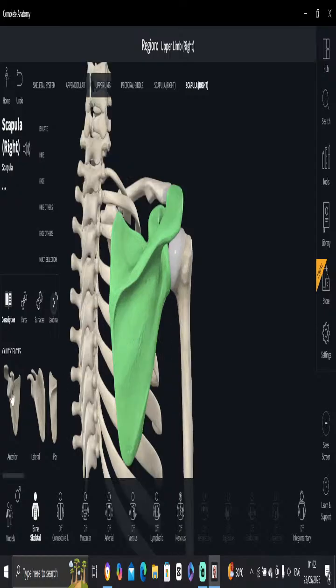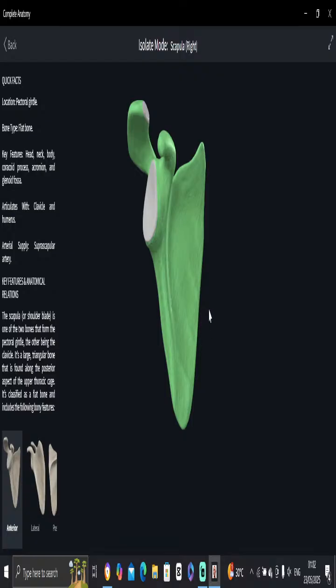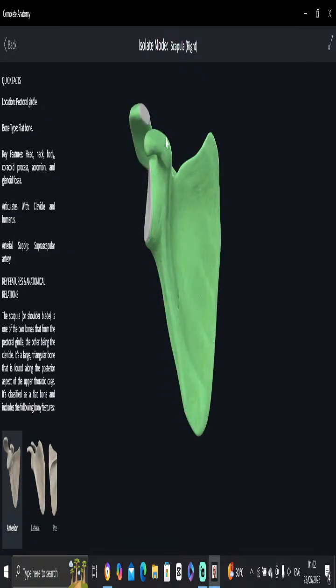I'm going to isolate the scapula and we can see it traces a triangular shape. A triangle has three sides: the first side, the other side, and of course the third side. Generally a triangle has three sides and three angles. The same thing goes for the scapula.